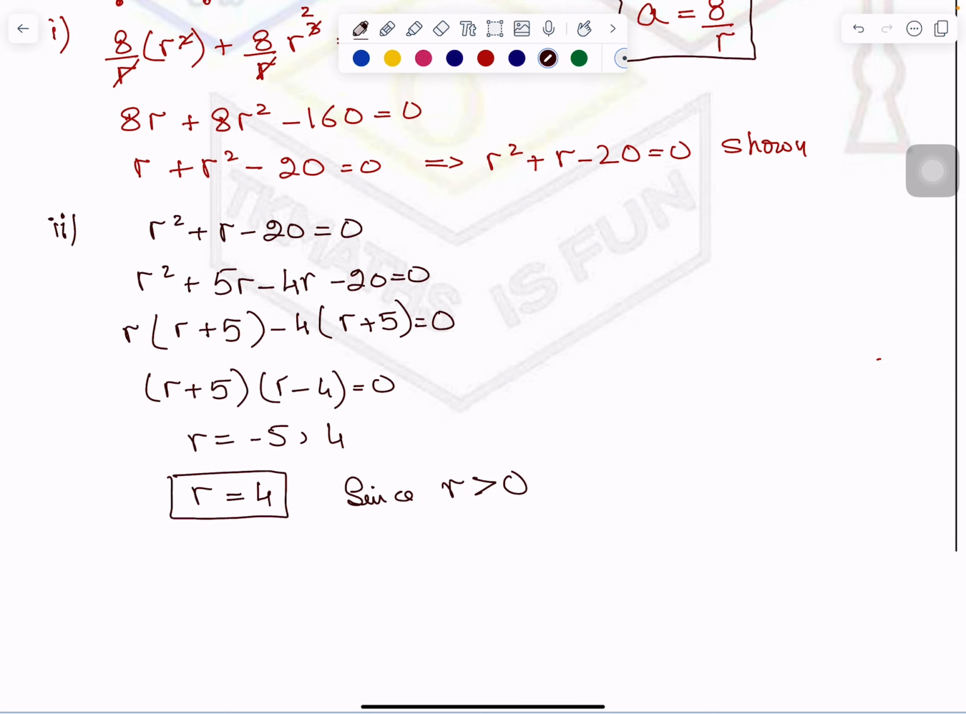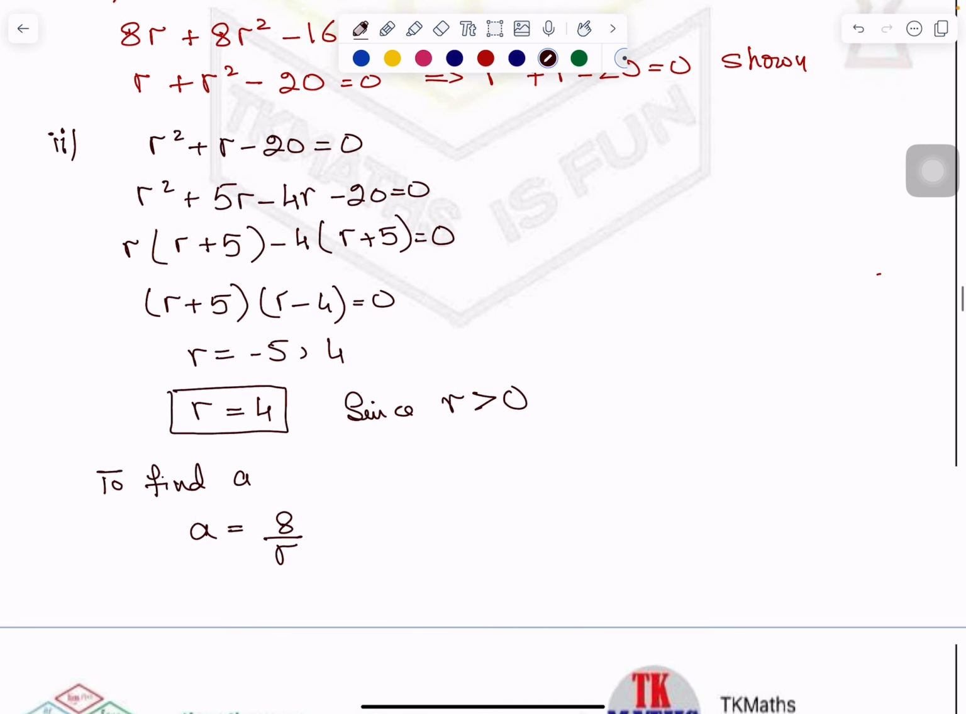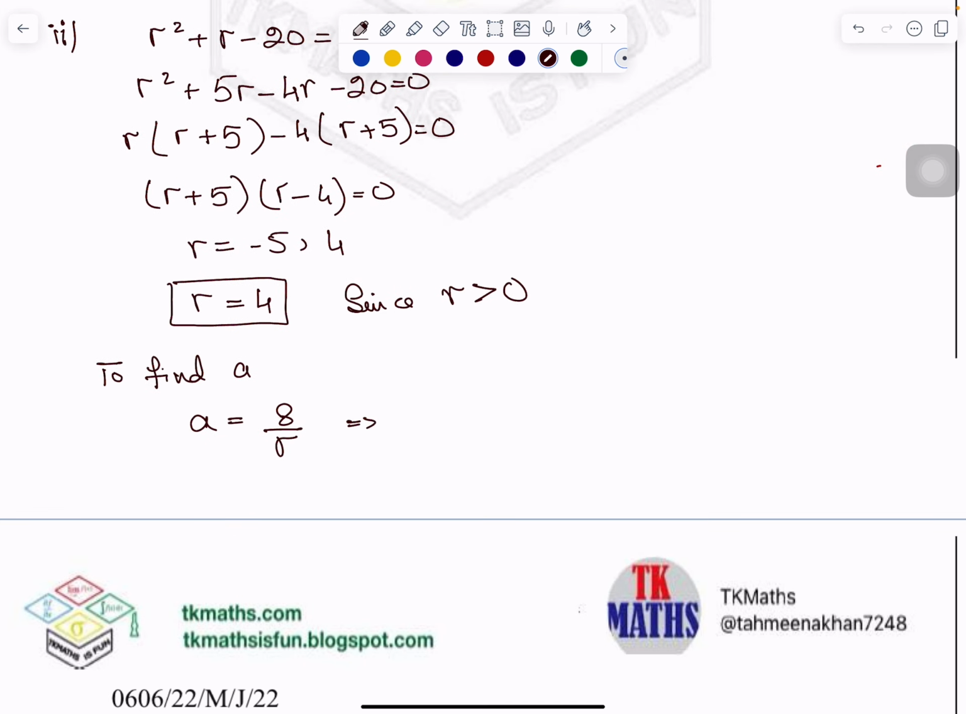Now to find a, I will simply use that equation. I will use a equals 8 over r, and I will plug in the value here. So it will become 8 over 4, and you will get the value of a as 2. So this is how you will solve this question.